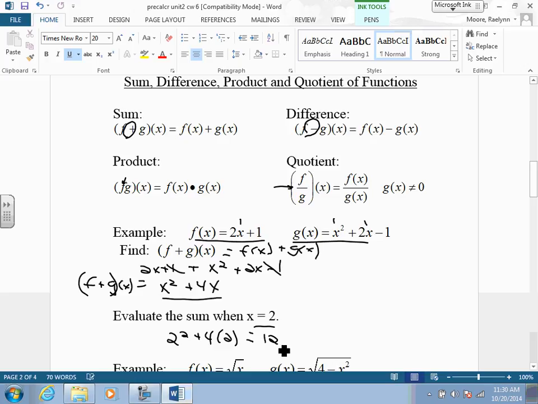We get 12, right? Now, watch. If we plug the 2 in here, 2 times 2 is 4 plus 1. This would have been 5. 2 squared is 4. Plus 4 is 8. Minus 1 is 7. And isn't 5 plus 7 12? That's the same we get down here. It works like your compositions do. Only now you're just performing operations on them.